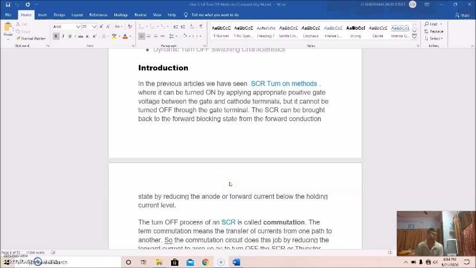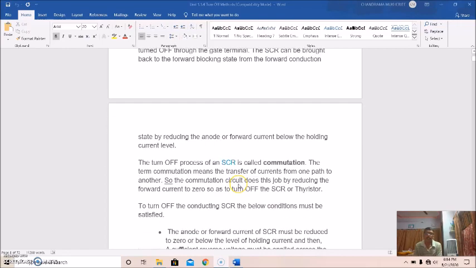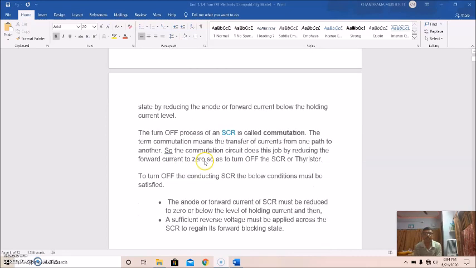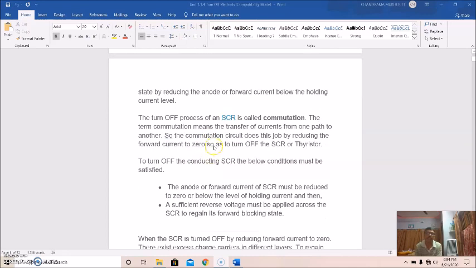So if you want to turn off a thyristor from conduction mode to the off mode, you have to reduce the anode current below the holding current. This turn-off process is also called commutation. What is the meaning of commutation? Commutation means the transfer of current from one path to another. So the commutation circuit does the job by reducing the forward current to zero, so as to turn off the thyristor.